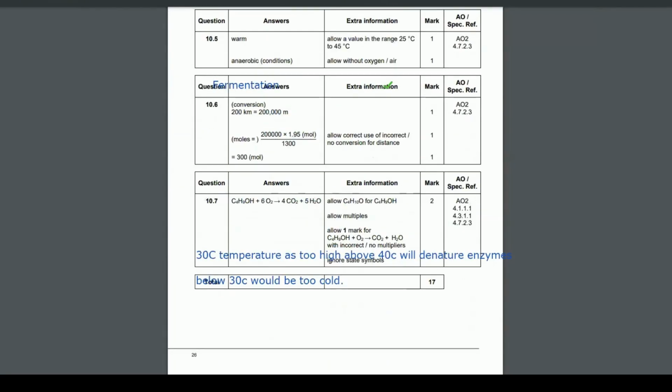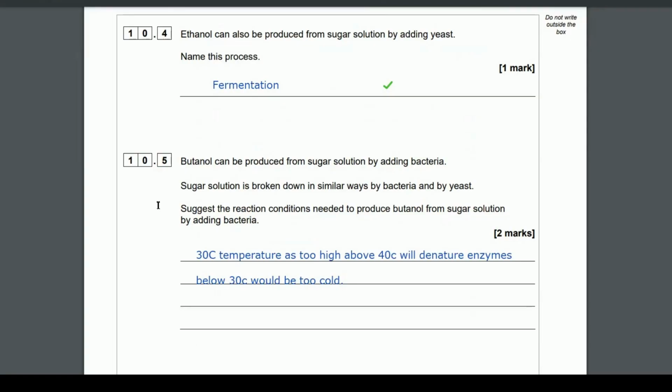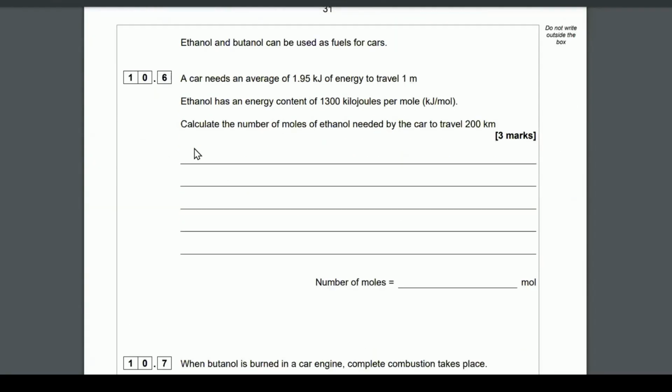We're nearly done. And maybe anaerobic conditions. If we give them aerobic conditions, they might not make the alcohol, because the fermentation to produce alcohol normally requires a lack of oxygen. It's an anaerobic form of respiration. Okay, ethanol and butanol can be used as fuel for cars.